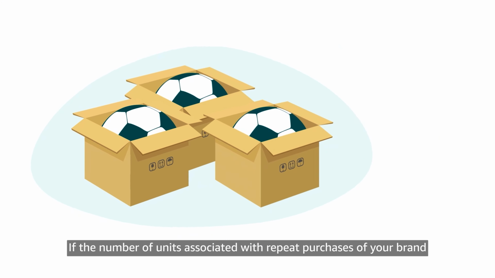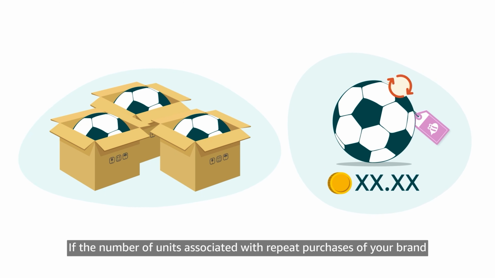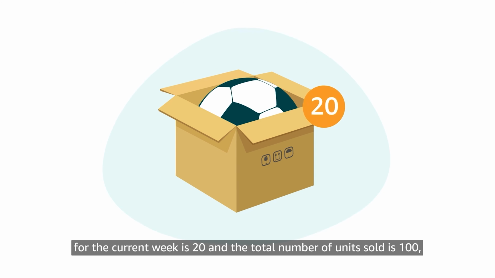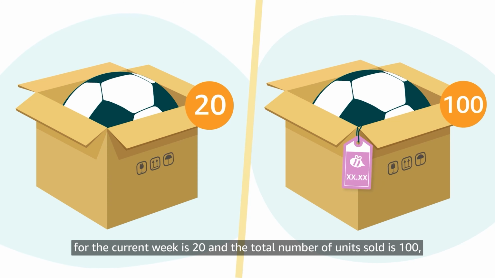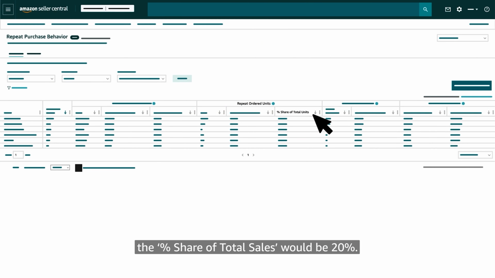If the number of units associated with repeat purchases of your brand for the current week is 20 and the total number of units sold is 100, the percent share of total sales would be 20%.